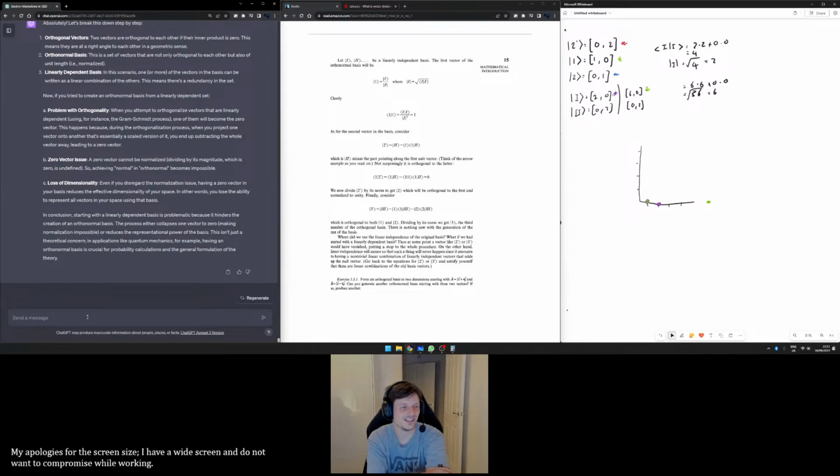Yes, okay, I see this. In conclusion, starting with a linearly dependent basis is problematic because it hinders the creation of an orthonormal basis. The process either collapses one vector to 0, making normalization impossible, or reduces the representational power of the basis. This isn't just a theoretical concern. In applications like quantum mechanics, for example, having an orthonormal basis is crucial for probability calculations and the general formulation of the theory.